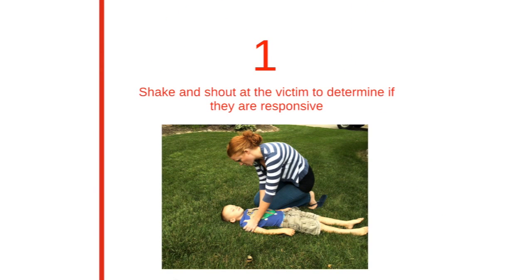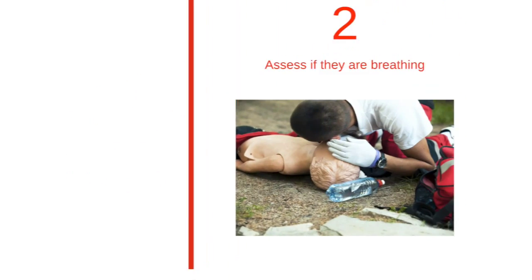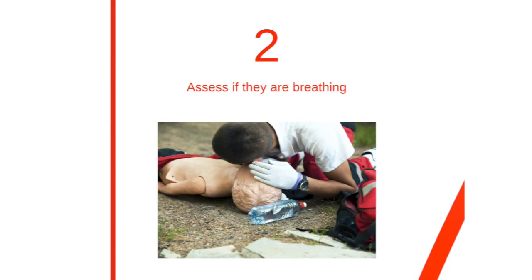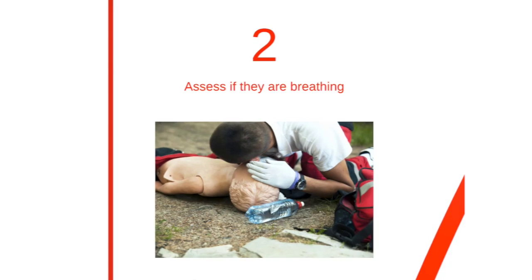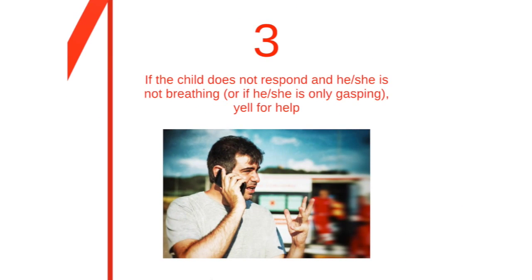The first step is to determine if the victim is responsive by shaking them or shouting at them. Step 2 is to assess if they are breathing. This can be done by either putting your ear up to the victim's mouth or watching the chest. Step 3 is to yell for help if he or she is not responding or breathing. If someone responds, you would send him or her to get an AED, and it would essentially change to 2 rescuer basic life support.